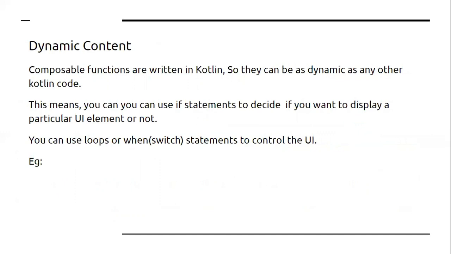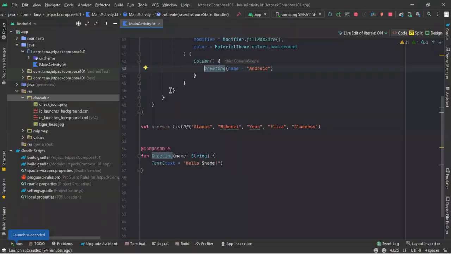In Compose, these composable functions are written entirely in Kotlin, so they can be as dynamic as any other Kotlin code. This means you can use if statements to decide if you want to display a particular UI element or not. You can use loops, or when statements, or switch in the Java programming language. So you can use them to control your UI, like you can see in an example.